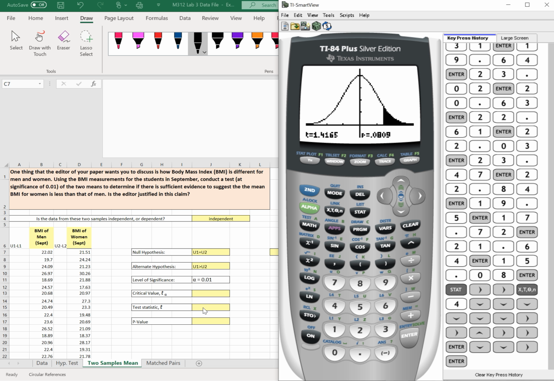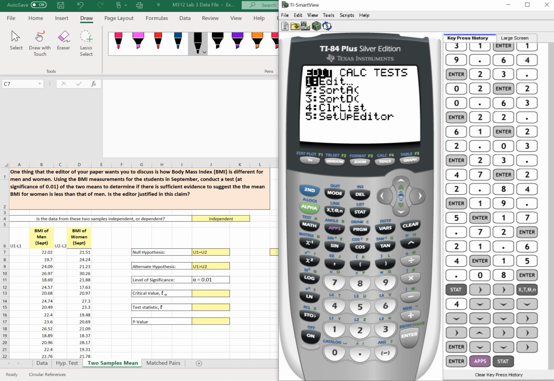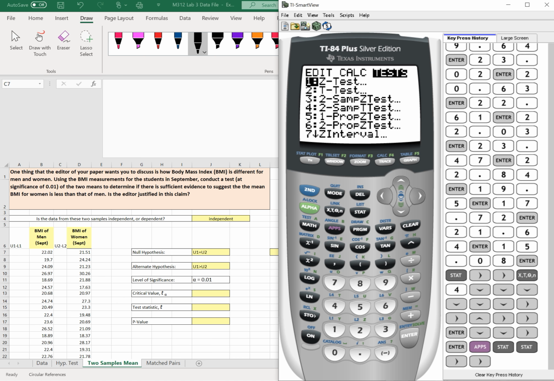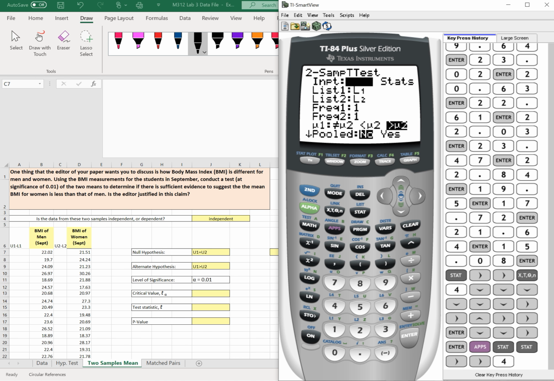Another way you can look at it, a simpler version, is that it's stated in the question. The standard error can also be pooled, where you have 1 over N1 plus 1 over N2. But in this case, I don't think we have a pooled standard deviation. I think that's what I stated at the beginning. When I went to stat test and went to number 4, I said no to pooled. So we're going to assume that.